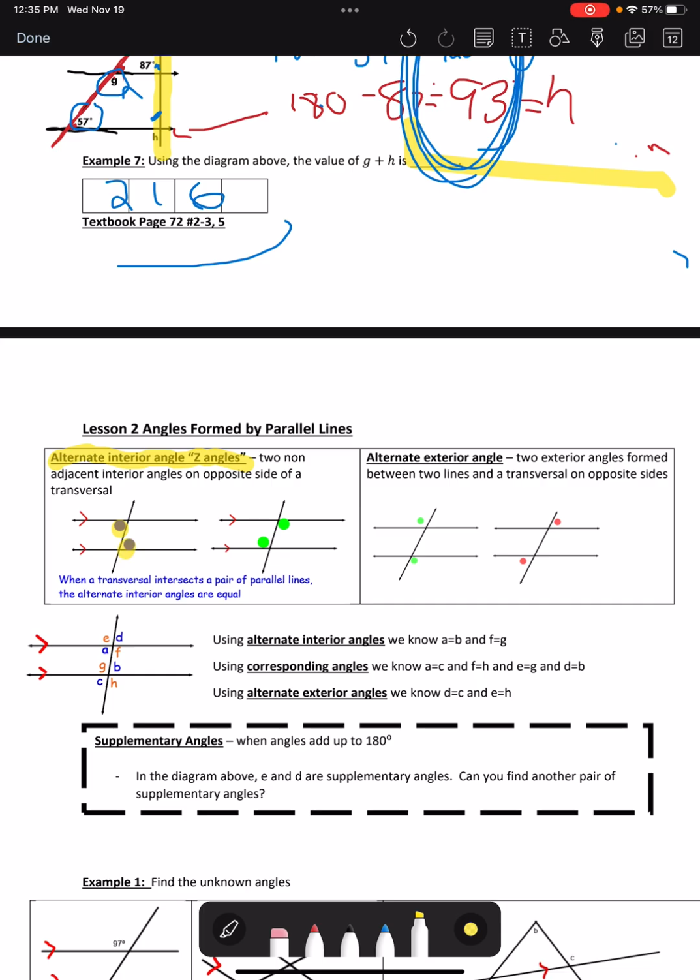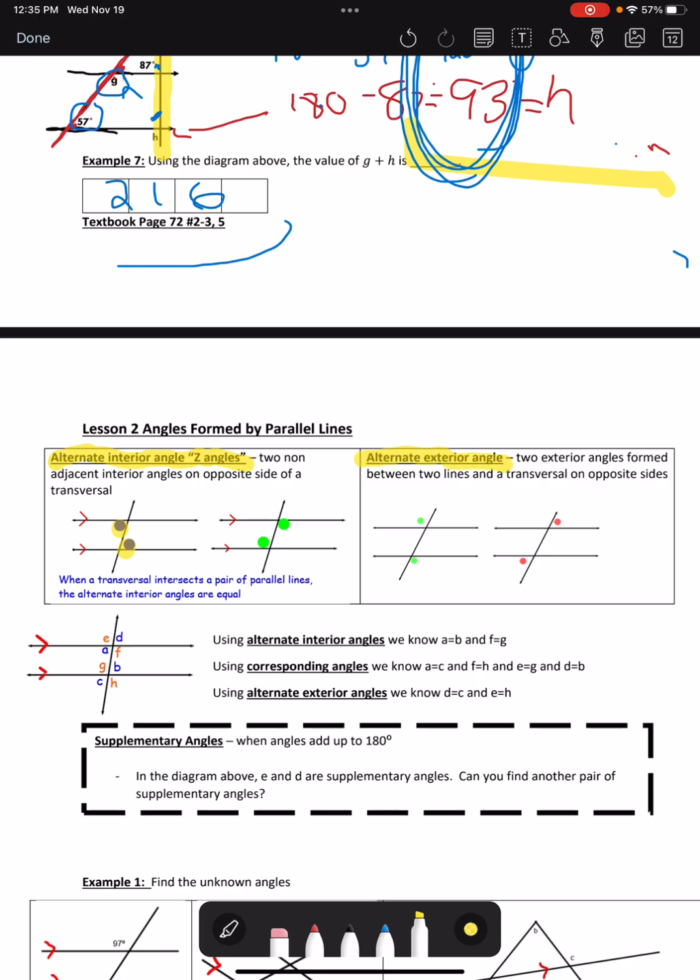of a transversal. So these two blue dots that I highlighted are going to be equal. So they're alternate, which means different sides of that transversal, and they're interior. In the green dots, you can see kind of the same thing. So these green dots would be equal because they're alternate interior angles.